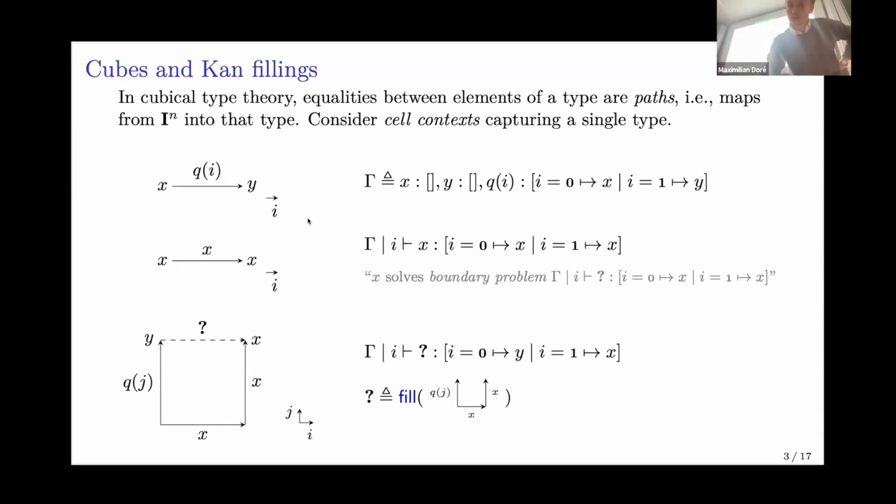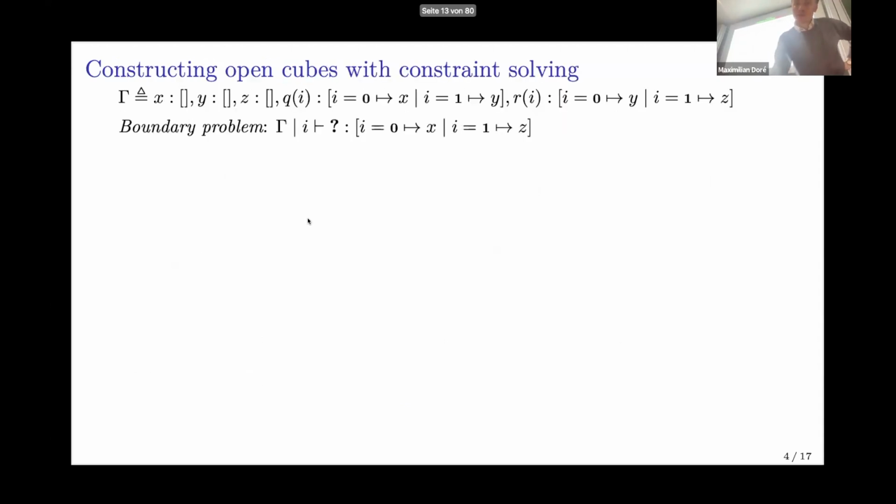So let's try to do this more systematically, this fitting together of things in open cubes. At the top now, we have a cell context which says that we do not only have a path Q from X to Y, but also a path R from Y to Z. And we also expect to be able to compose them, right? Or if we just look at this as equality, we expect that our equality is transitive.